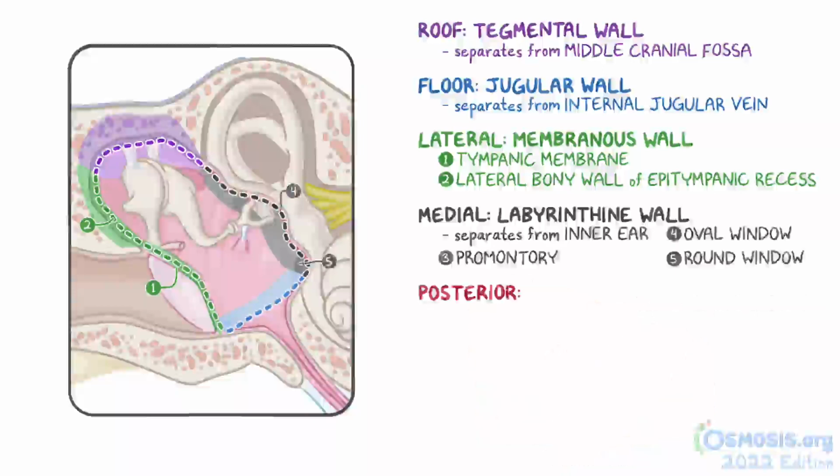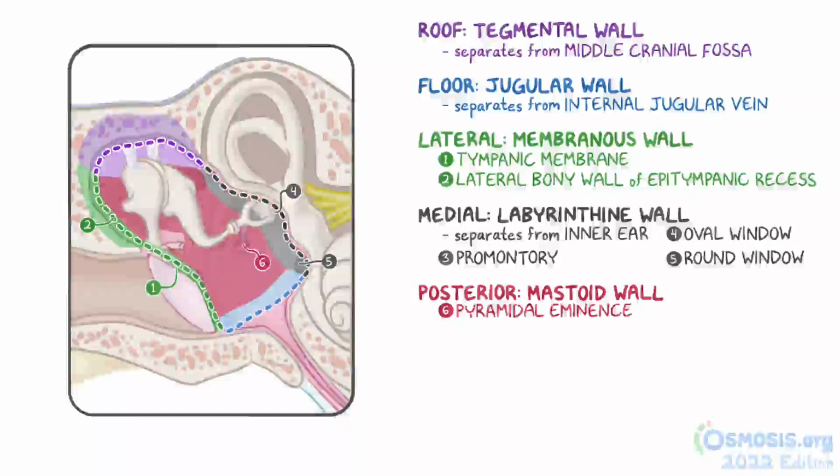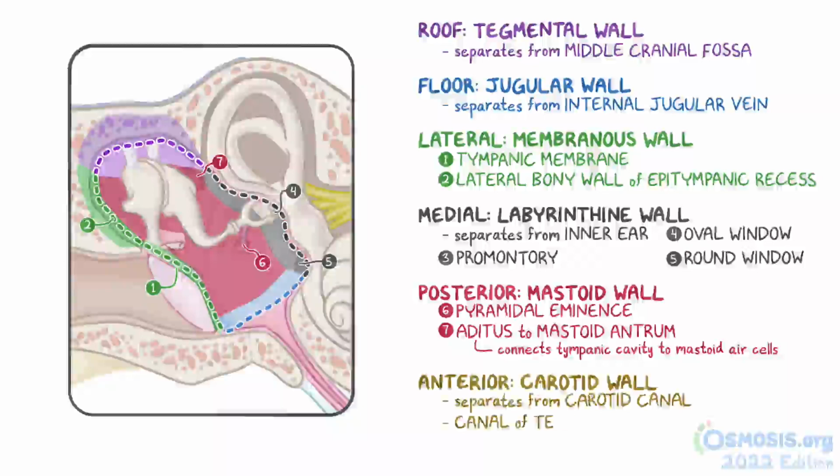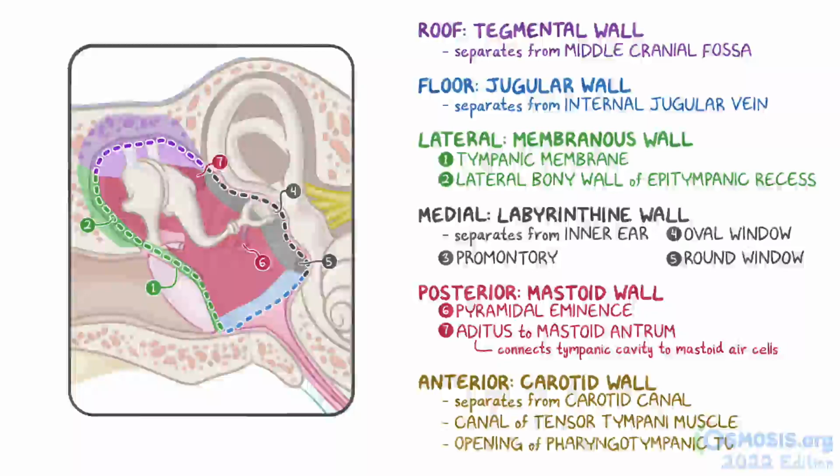The posterior wall is called the mastoid wall, and it features a pyramidal eminence and an opening in its superior aspect called the aditus to the mastoid antrum, which connects the tympanic cavity to the mastoid air cells. Finally, the anterior wall is called the carotid wall because it separates the middle ear from the carotid canal. It also features the canal of the tensor tympani muscle superiorly and the opening of the pharyngotympanic tube that creates a connection between the tympanic cavity and the nasopharynx.